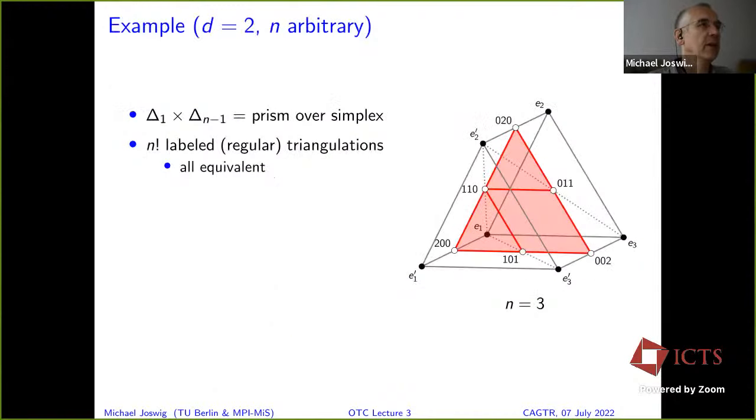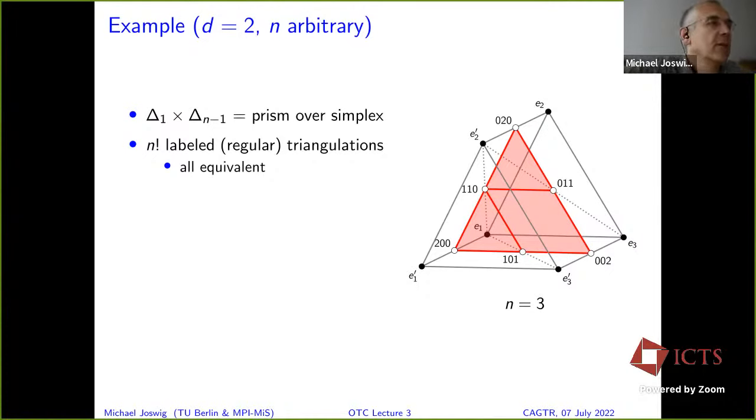All right. So let's look at an example. This is the first non-trivial case. What I'm writing down here works for d equals 2. So then I'm working in R^2 mod R^1. So this is a line. I'm just working on a line. I'm considering n points, n arbitrary, on a line. And the picture refers to n equals 3.